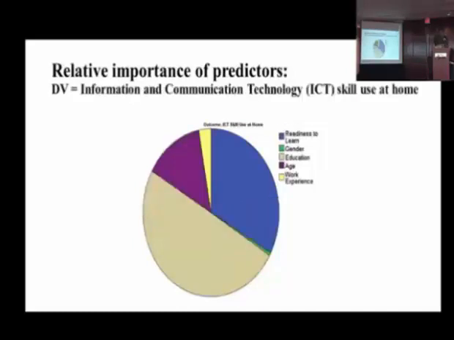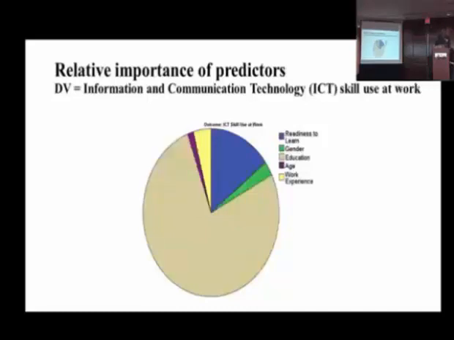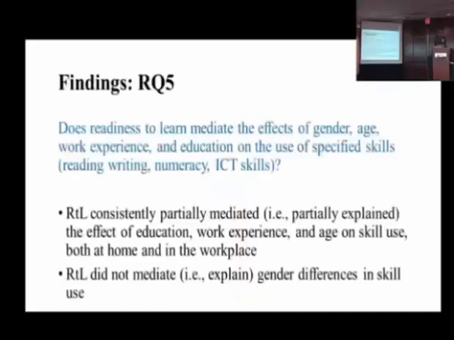And then the ICT skill use at home, again, readiness to learn fairly strong, but then at work it weakens. And then research question 5, paralleling research question 2, the mediation effects, we found that readiness to learn consistently partially mediated the effect of education, work experience, and age on skill use, both at home and in the workplace, with effects similar to what occurred with skill levels. It did not mediate or explain gender differences in skill use.